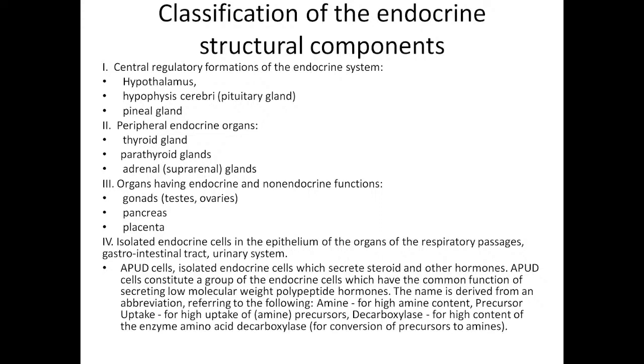APUD cells constitute a group of endocrine cells which have the common function of secreting low molecular weight polypeptide hormones. The name is derived from an abbreviation referring to the following: amine, for high amine content; precursor uptake, for high uptake of amine precursors; decarboxylase, for high content of the enzyme amino acid decarboxylase, for conversion of precursors to amines.